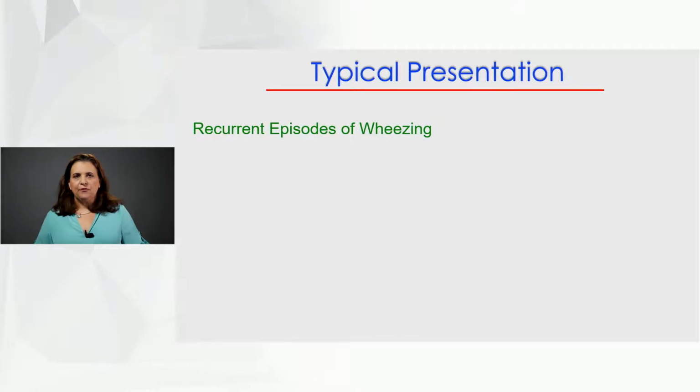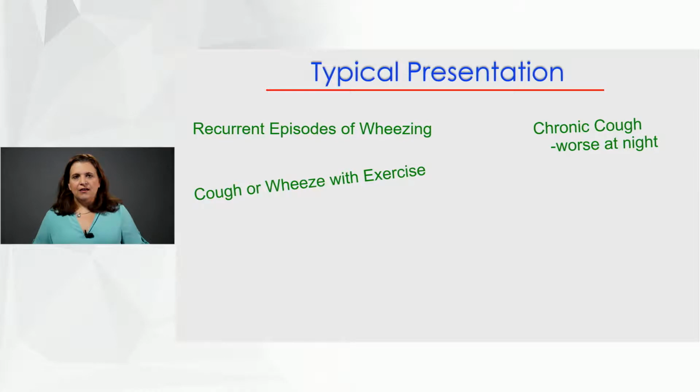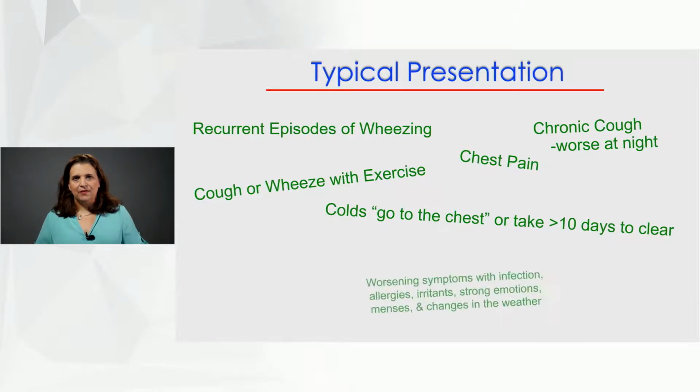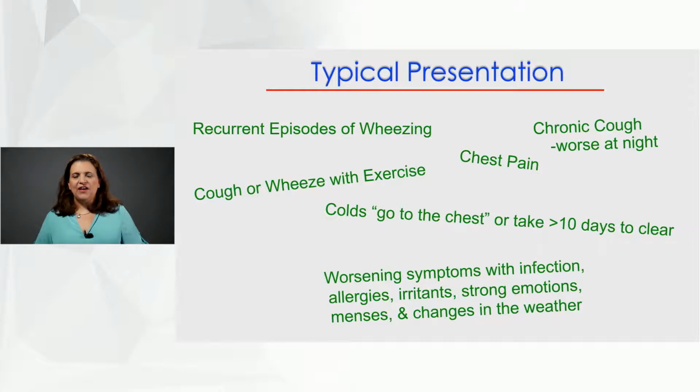Typically, an asthmatic will present with recurrent episodes of wheezing, a chronic or recurrent cough that is worse at night, cough or wheeze with exercise, chest pain, colds that go to the chest or take greater than 10 days to clear. Parents usually give a very clear-cut history of a cold lasting 2 weeks, but when questioned, it's just the cough that's persisting that long. They have worsening symptoms with infection, allergies, irritants, strong emotions, menses, and changes in the weather, and they can have perceived breathing changes.